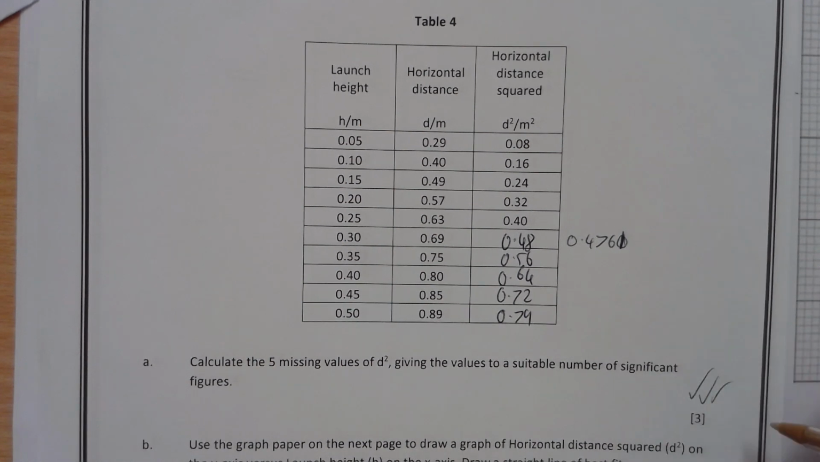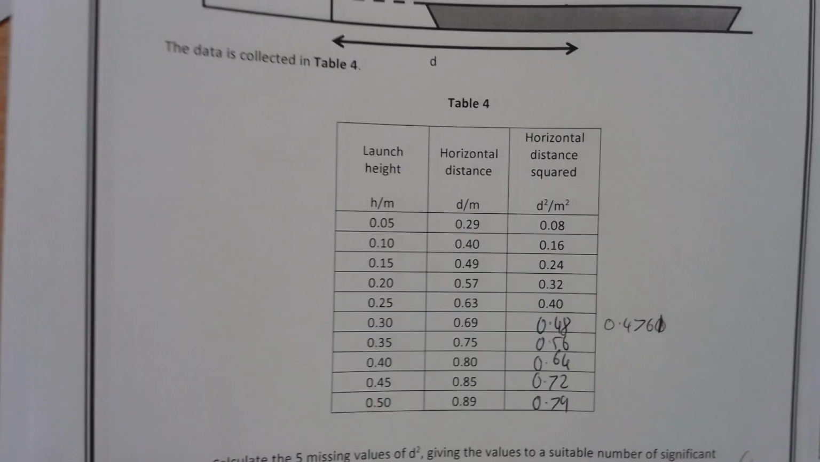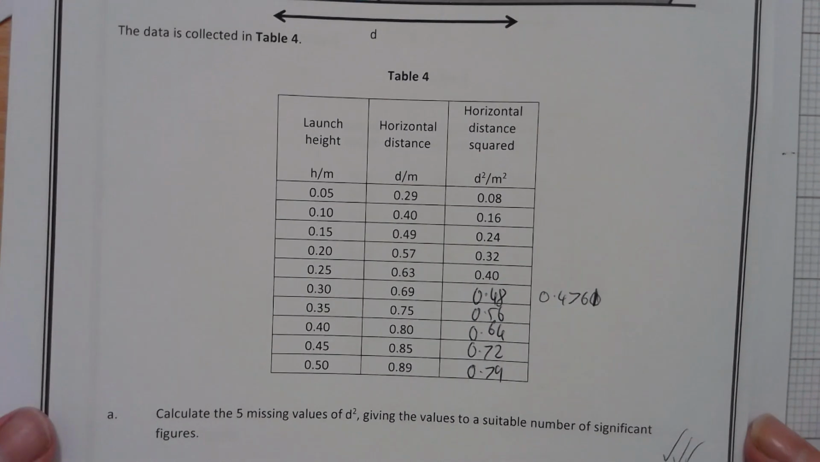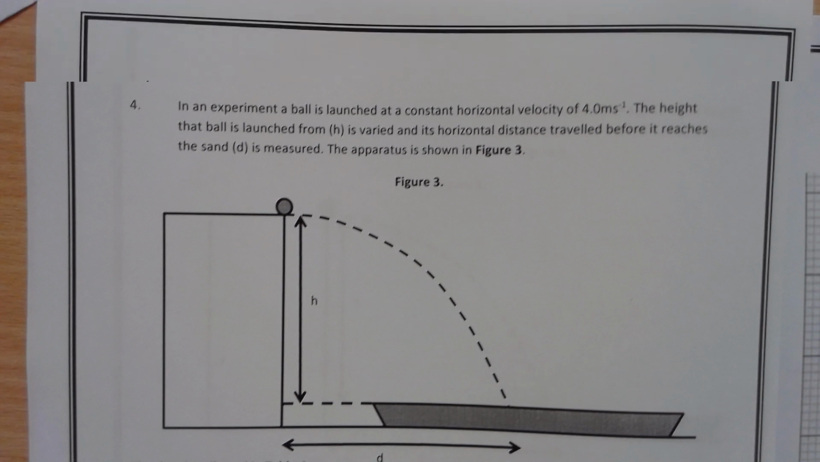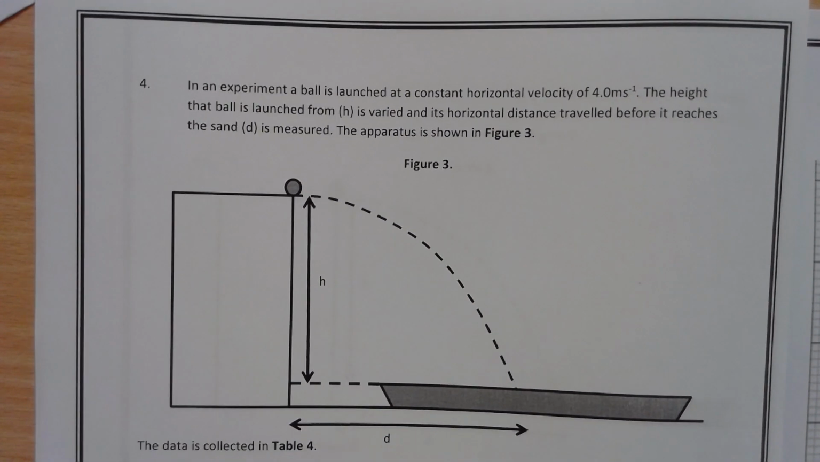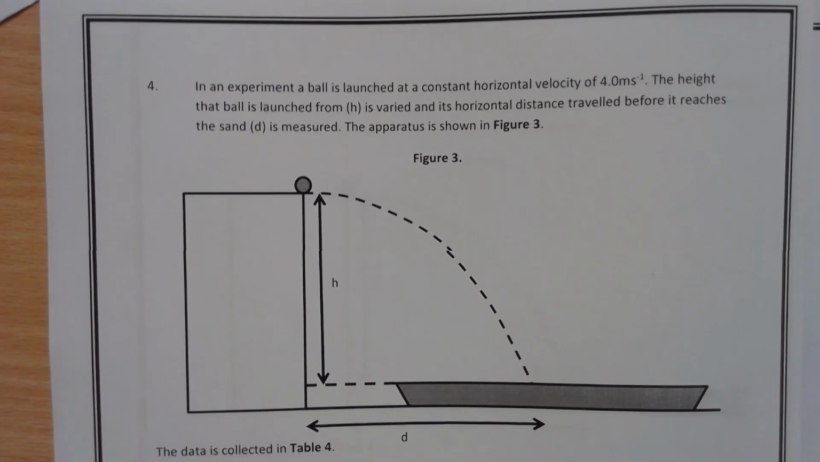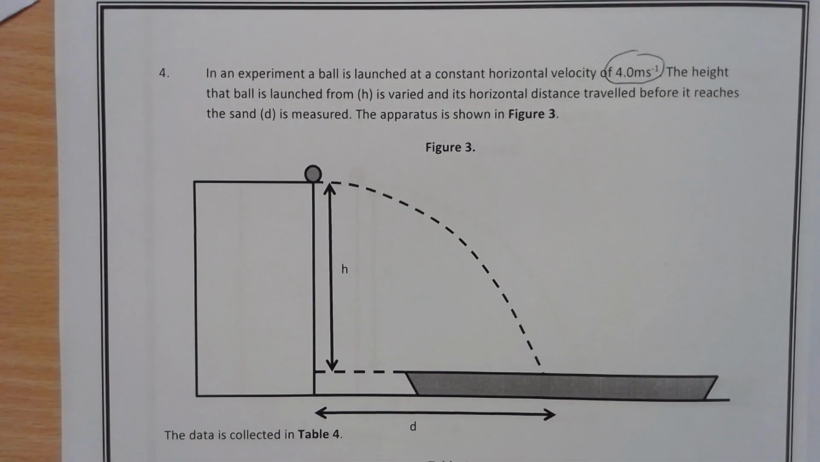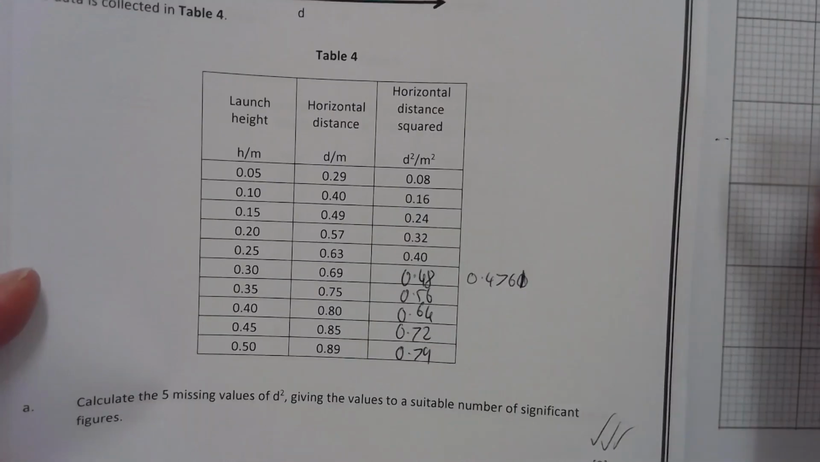So we're using the graph paper on the next page to draw a graph of horizontal distance squared versus the launch height h on the x-axis, because we've got this weird experiment here. I mean, these graph questions are so formulaic that actually half the time you can ignore the actual description of the experiment until later on. The only thing that's useful there is it's got an initial horizontal velocity of 4 meters per second. So he wants to put d squared on the y-axis and then h on the x-axis.